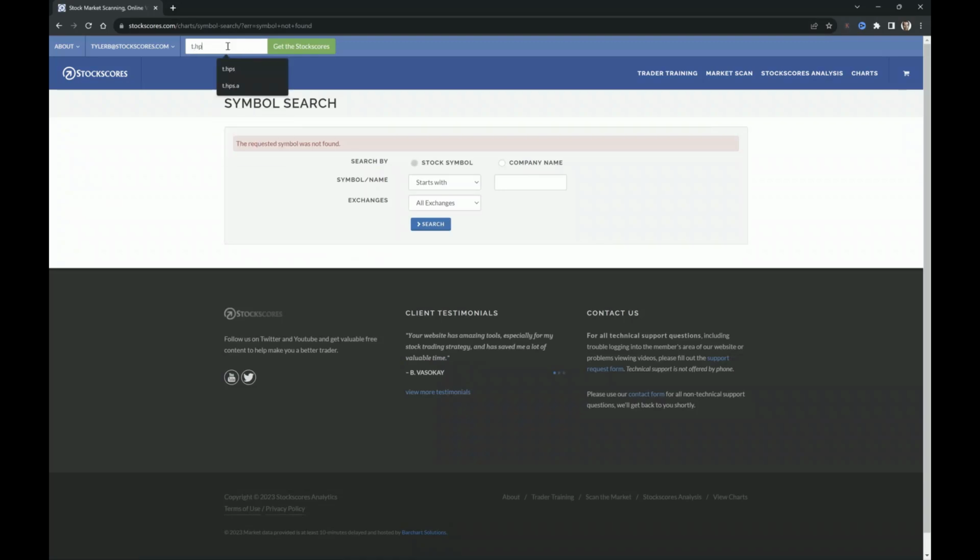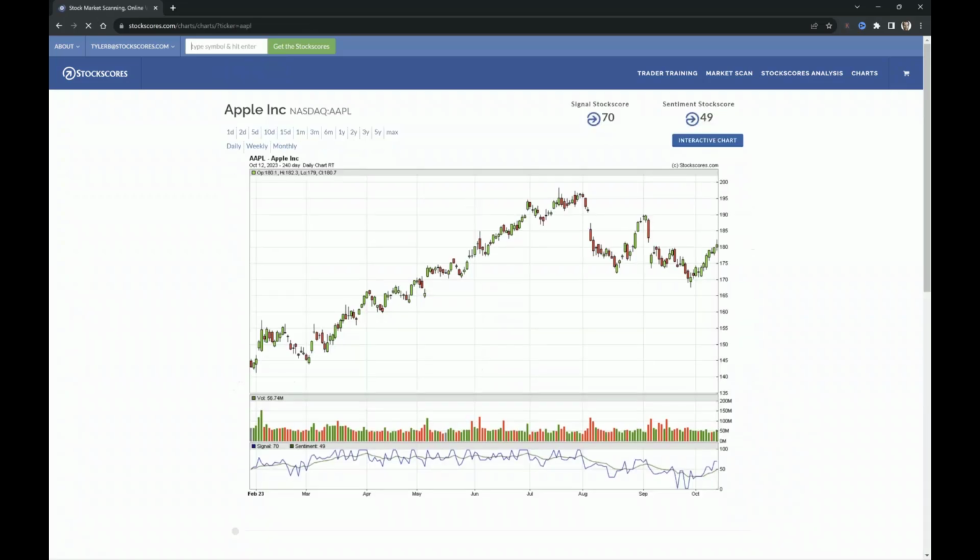All right, next one is TSX listed stock, HPS. What happened? T.HPS. That one does not come up. Maybe it's V.HPS. Nope, so it must be the wrong symbol. Let's move on to Apple.